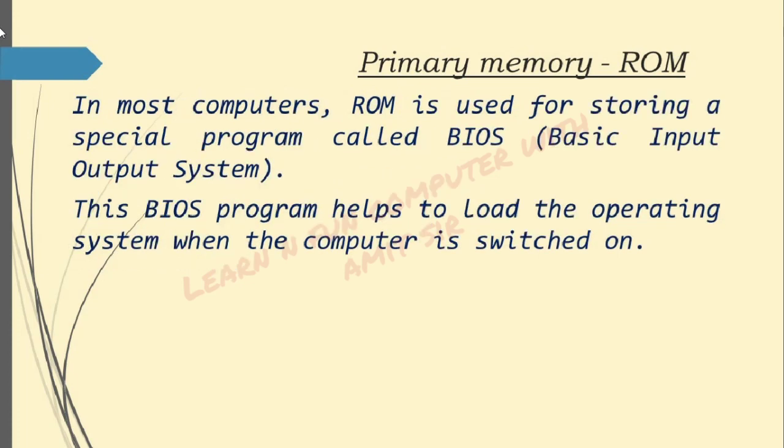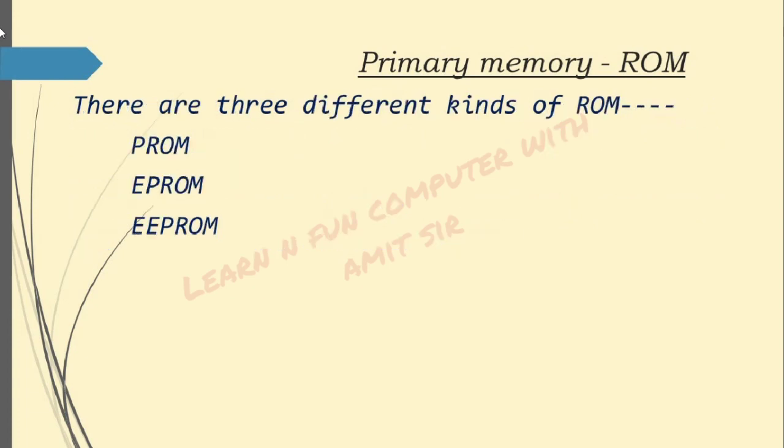In most of the computers, ROM is used for storing a special program that is called BIOS, Basic Input and Output System. The BIOS program helps to load the operating system when the computer is switched on. Whenever you switch on your computer, the first program that the computer loads is called BIOS. Further, ROM is divided into three kinds. These are PROM, EPROM and EEPROM.